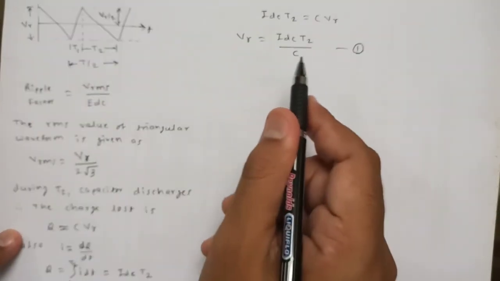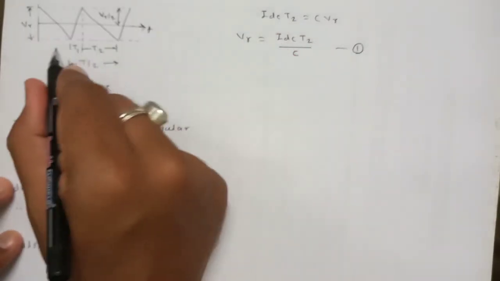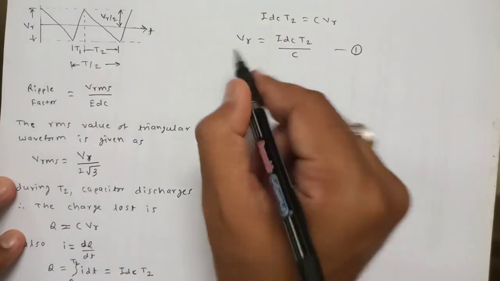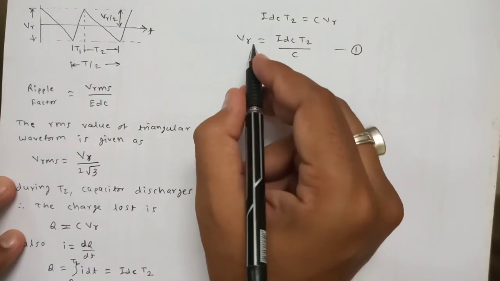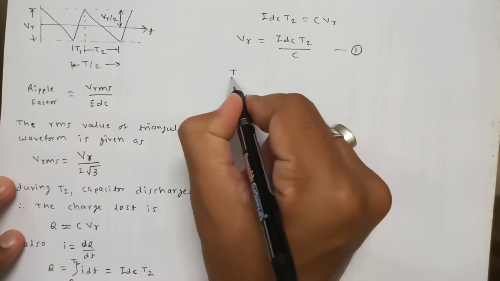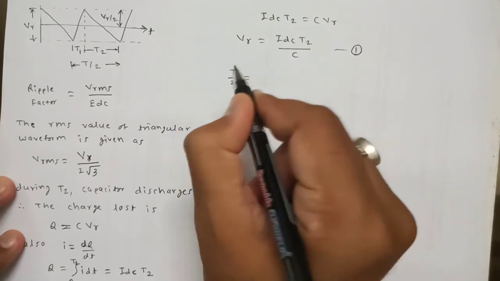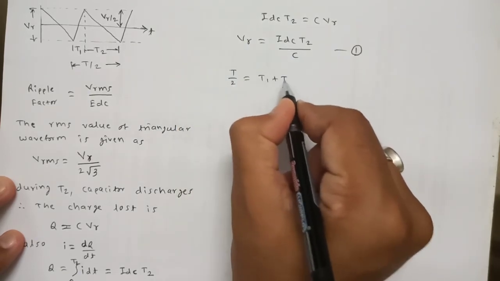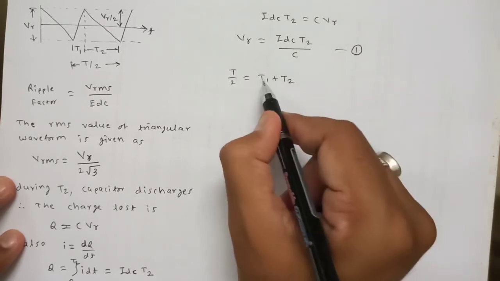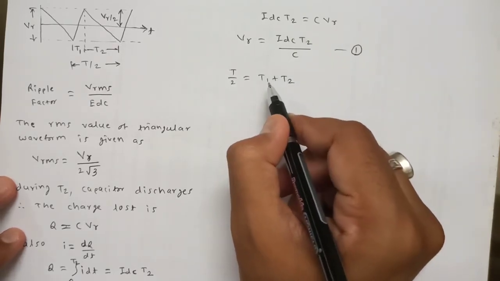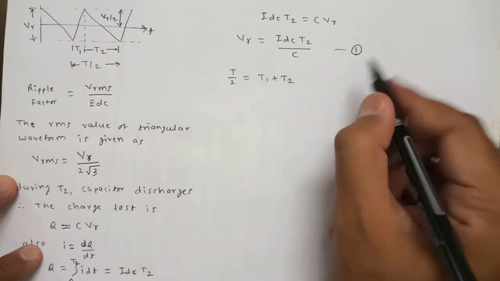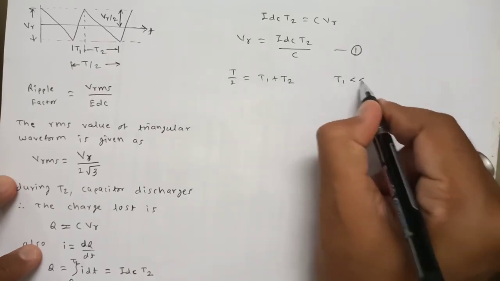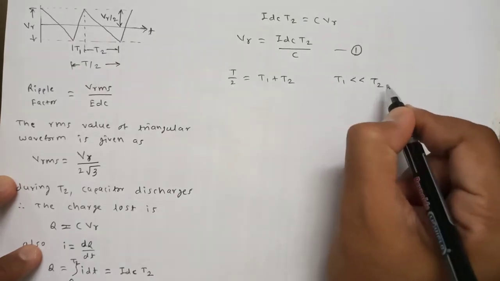Now let us simplify this further. Looking at this diagram, we can write that the total time T by 2 is nothing but equal to T1 plus T2. But here T1 is the charging time of the capacitor, which is almost very small. So T1 is very small as compared to T2.